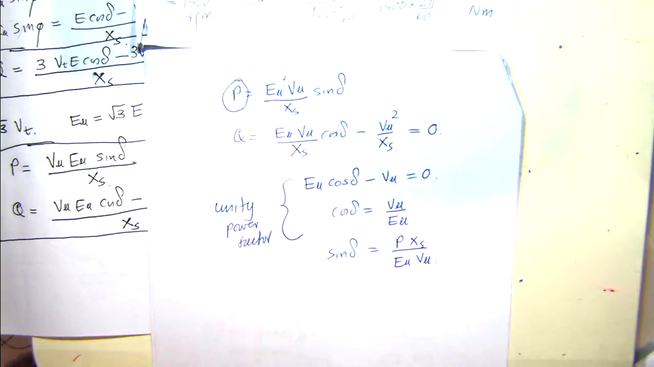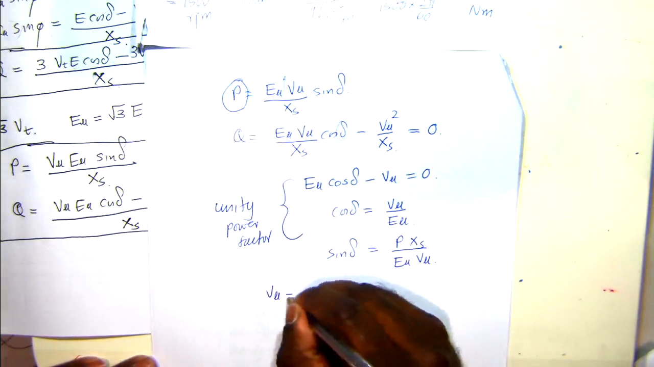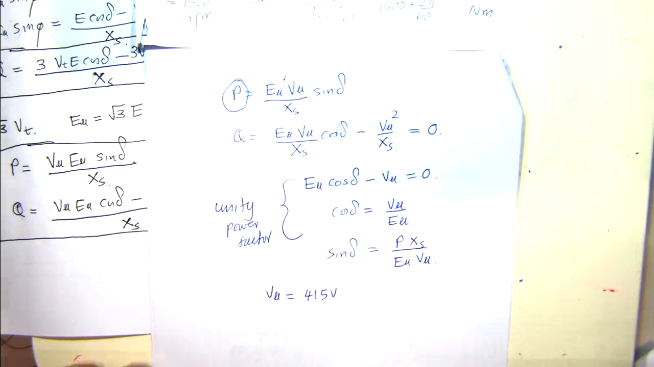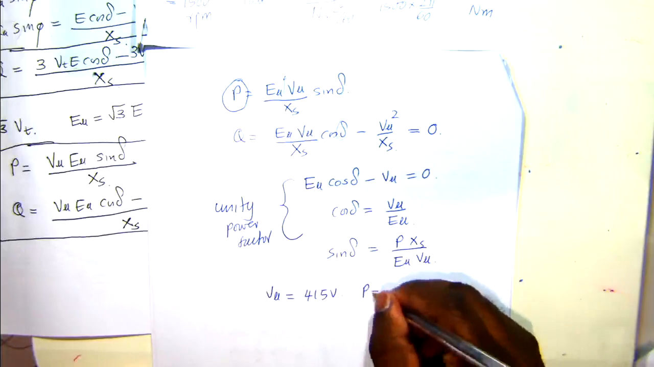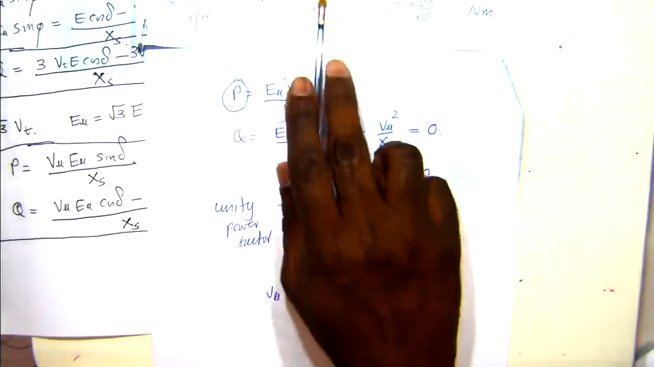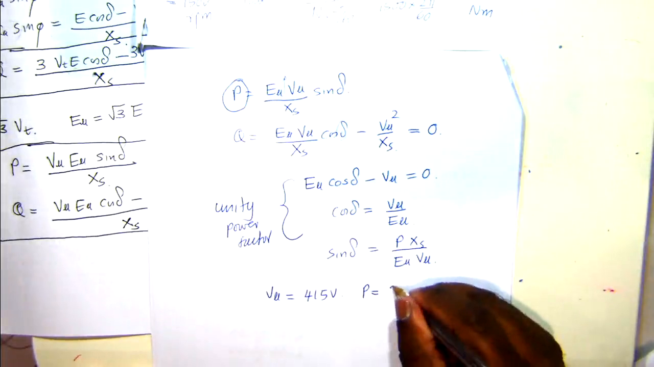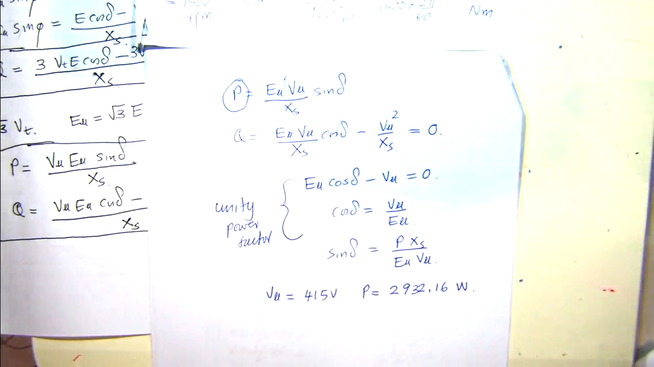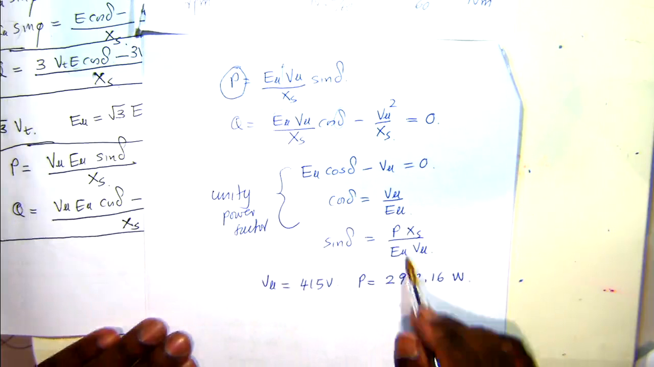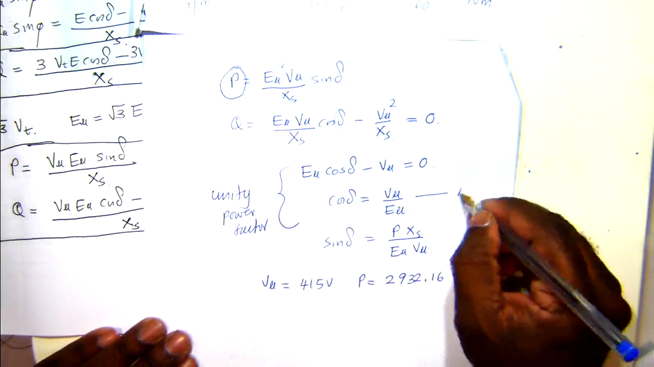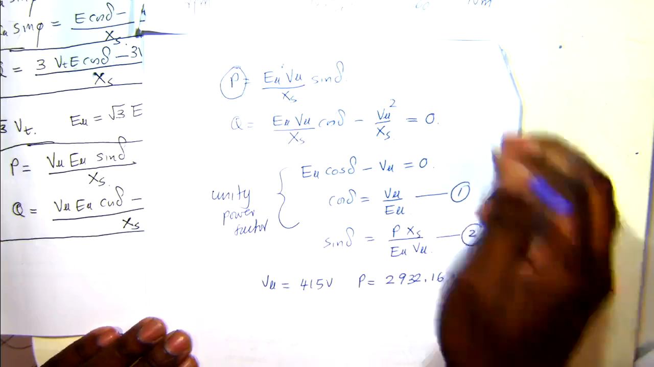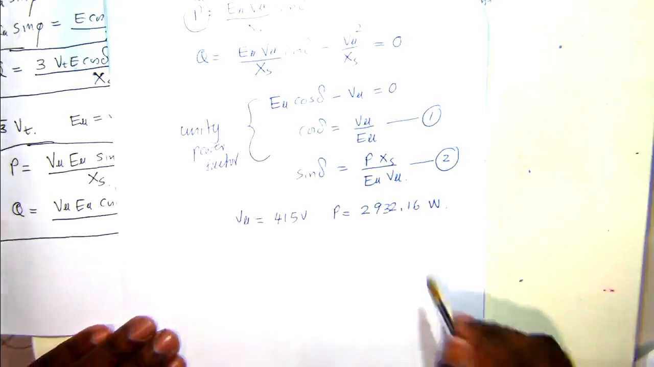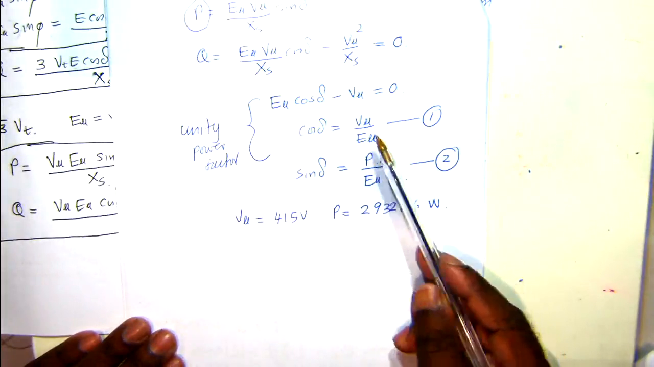So for this different operating condition, V line to line is 415 volts, and P is the same as before. So that's the one we calculated here, that's 2932.16 watt. That's the real power that's being transferred. So if we substitute these values, we can, let's say this is first equation and the second equation. So we can eliminate V line to line from this.